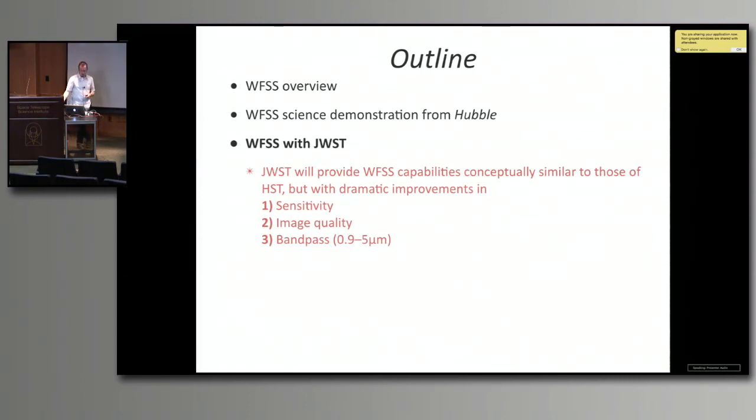So Hubble only gets up to about 1.7 microns in the H-band, but James Webb will have slitless capabilities out to 2 microns with NIRSpec and all the way out to 5 microns with the NIRCam instrument. So a complete coverage there.